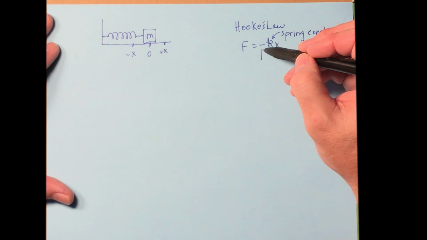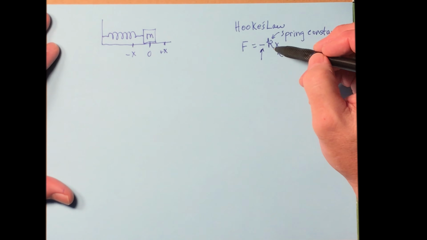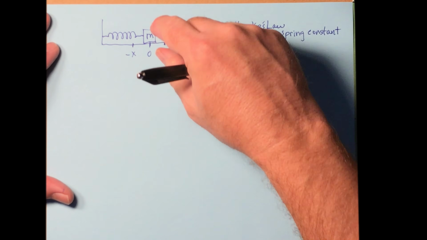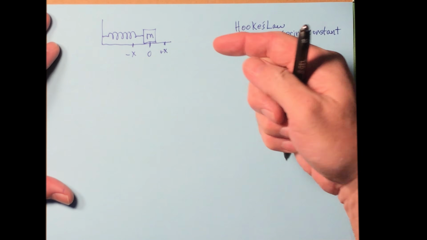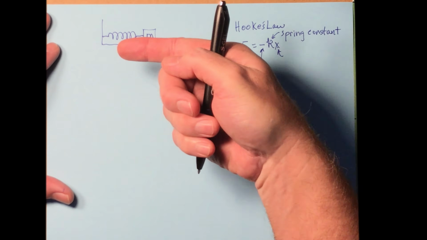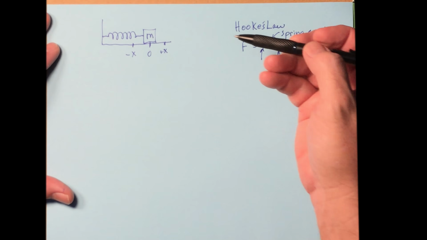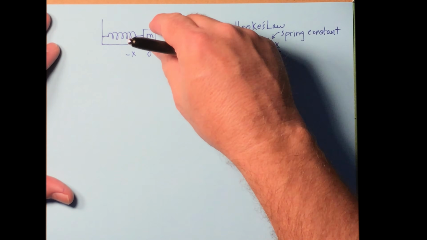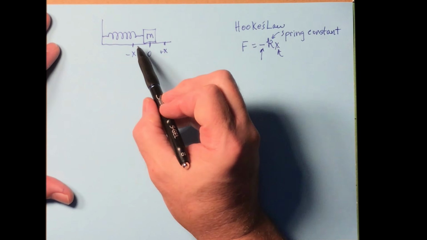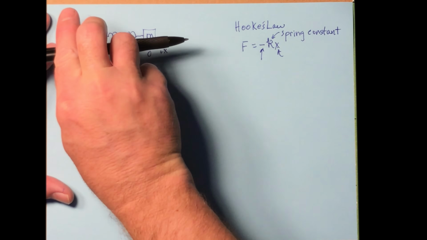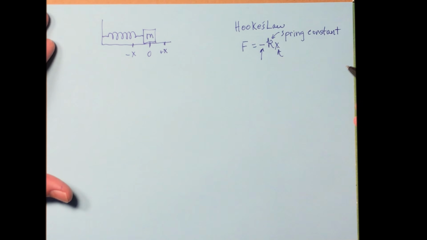The negative sign indicates that the spring is pulling back in the direction opposite of x. In other words, if I pull it out here, x is positive, but the spring is pulling in that direction. So the force due to the spring is in the negative direction. It's that way. But over here, when the spring is compressed, if x is in the negative direction, then the force due to the spring is going to be to the right because it's pushing it away.